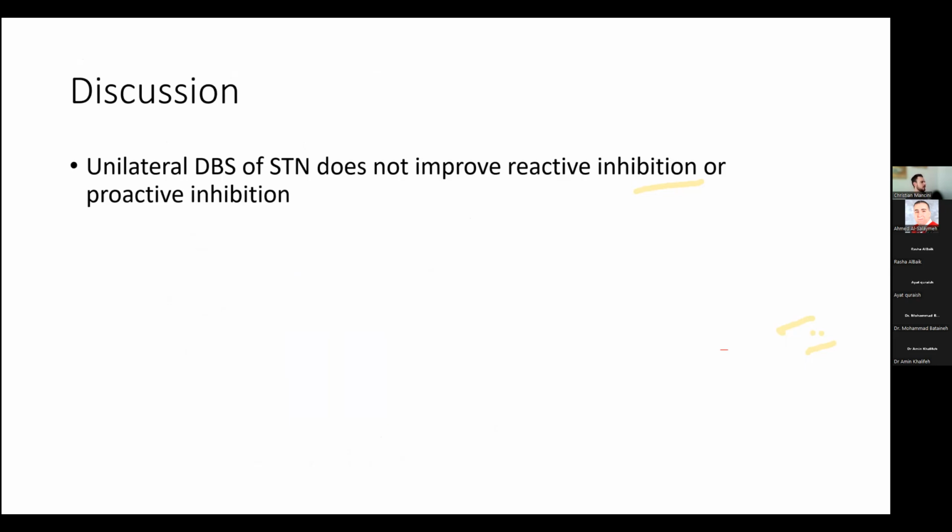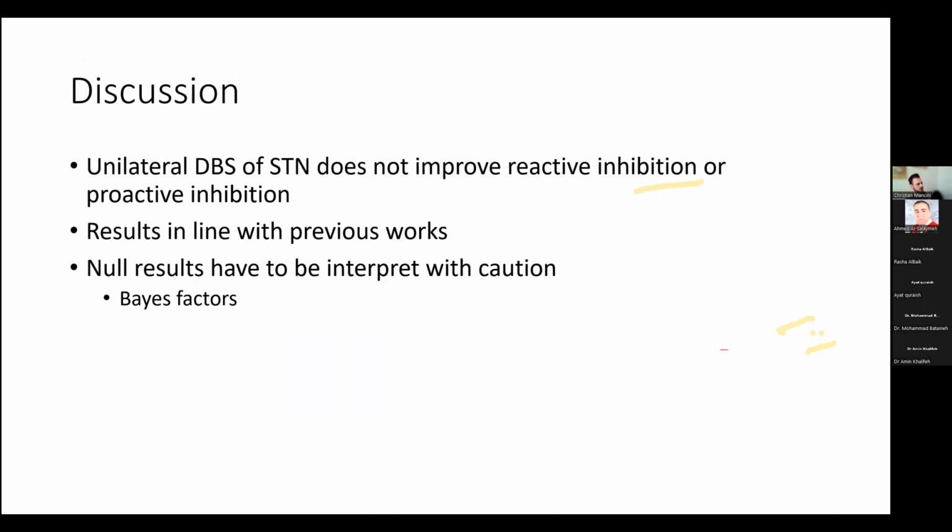A brief discussion of this paper. The unilateral DBS of the subthalamic nuclei does not improve reactive inhibition or proactive inhibition. And these results are clearly in line with our two previous papers that we published. The null results must be interpreted with caution. And as I told you before, to give some weight to our null results, we used Bayesian factors that confirmed that there is no difference in the stop-signal reaction time in any combination of patients and on-off state.